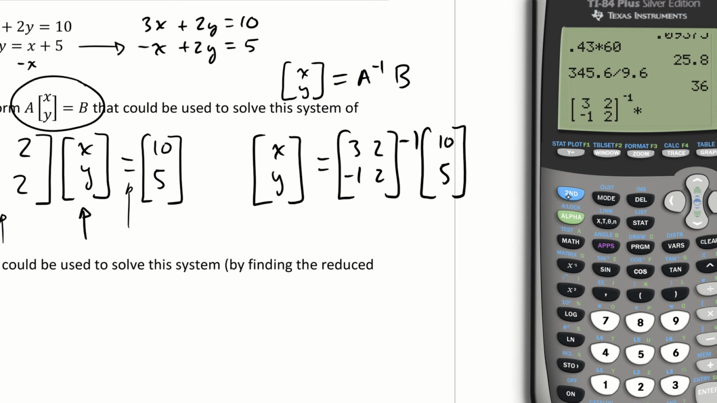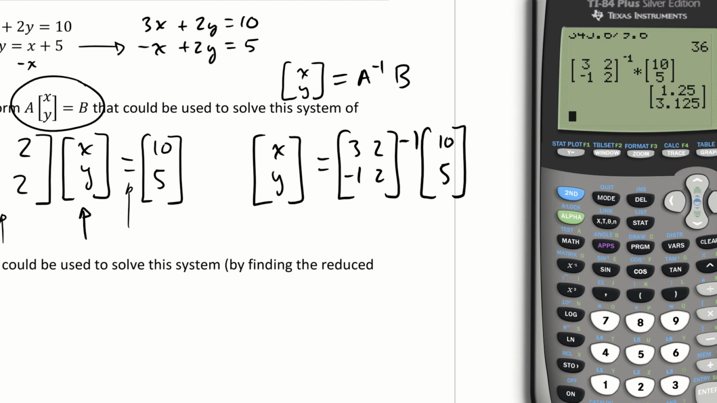So I need to grab another matrix. I'm going to hit alpha. There we go. This time I still have 2 rows, but now I have a single column, and the values that go in this column are 10 and 5. And when I press enter, you can see I get this 1 1/4 and 3, I guess that's an eighth. So 1.25 and 3.125. Those actually are the values of x and y.